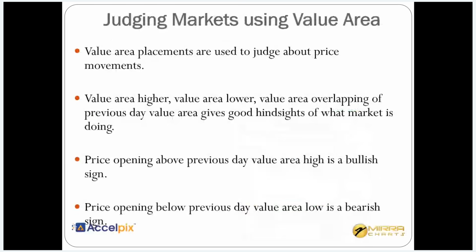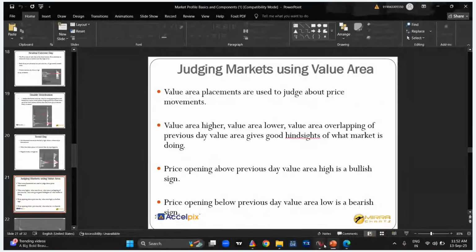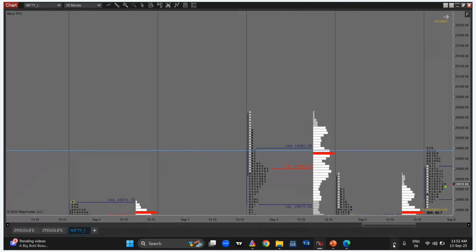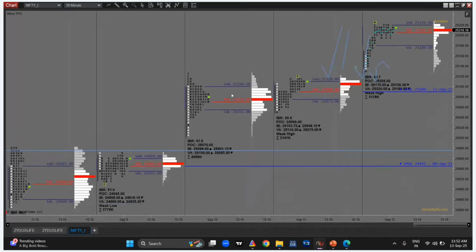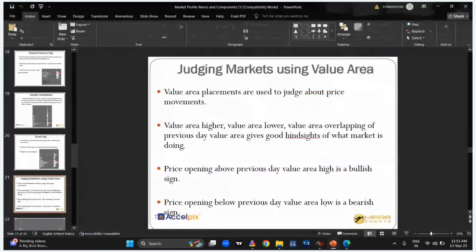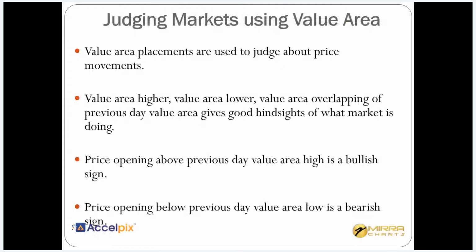So how to judge now? By all means, it is nothing but this blue box. Okay, this zone is the value area, with the value area high. This total zone is the value area. So whenever the value area forms higher, I will be bullish. In simple terms, see here. Value area placements are used to judge price movements.